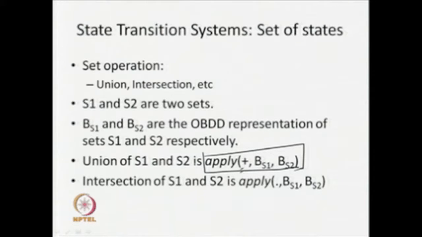Similarly, if I am going to perform the intersection of S1 and S2, then we can apply this particular operator, apply dot on B_S1 and B_S2. By application of this, we are going to get the OBDD for S1 intersection S2.